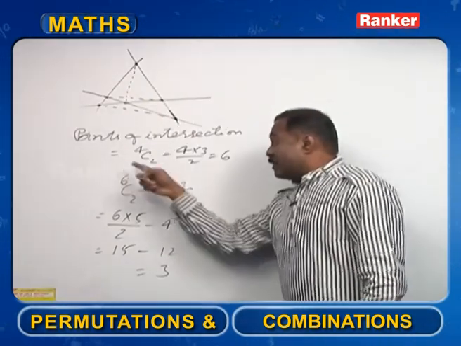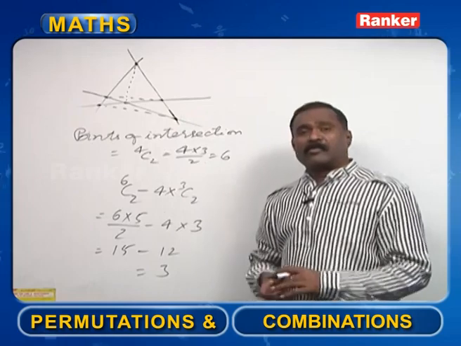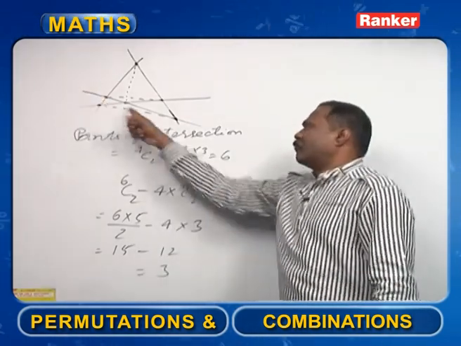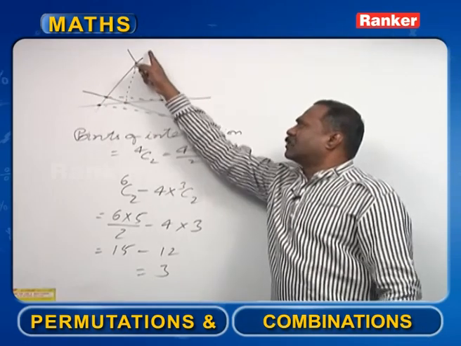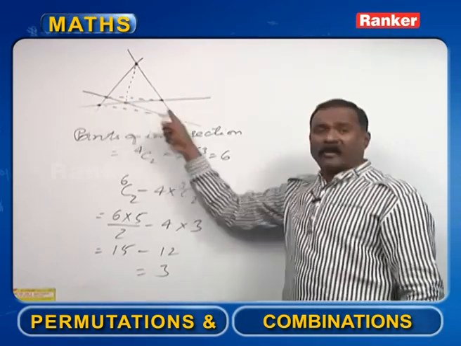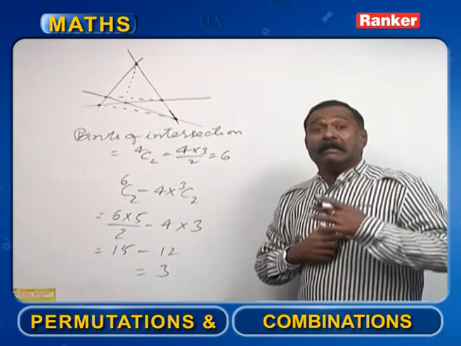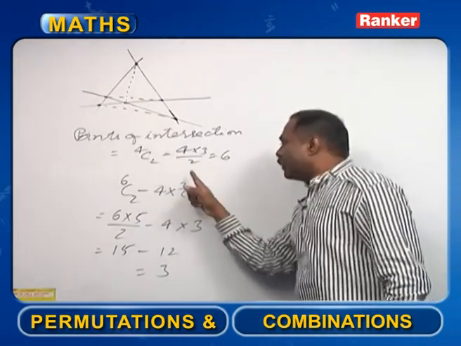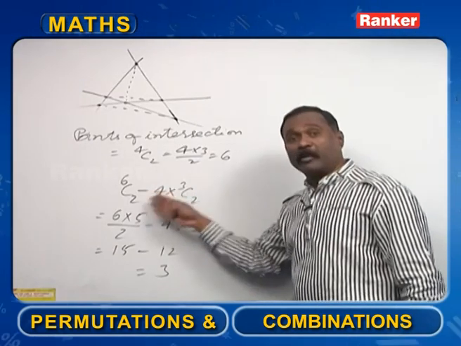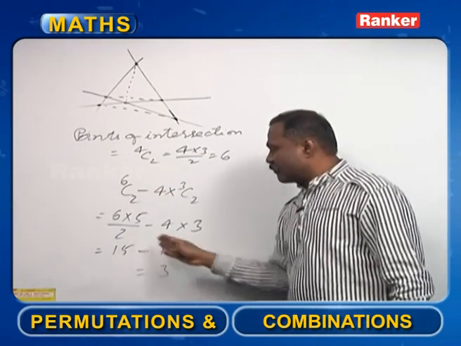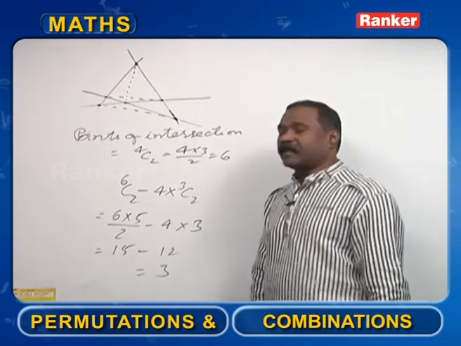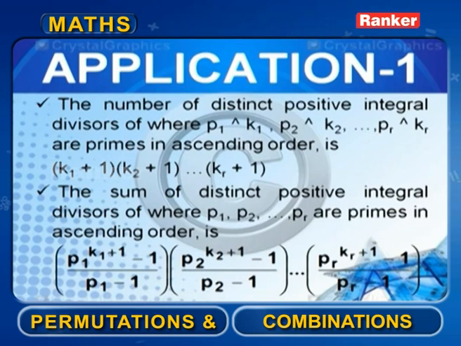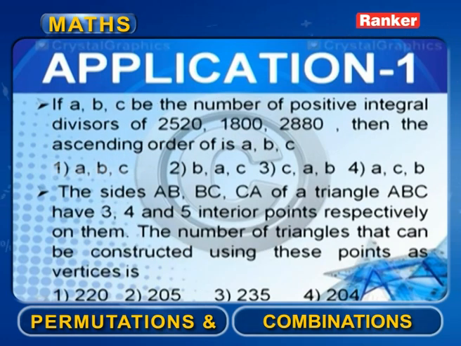The reason is, in this 6C2, the older lines are also included, so you have to subtract the older lines. That is why I'm checking it with this line. This line is intersecting the remaining 3 lines in how many points? 3 points. From these 3 points, how many lines can be formed? 3C2 lines can be formed. So each line is forming 3C2 lines, and 4 lines will form 4 into 3C2, which is nothing but 4 into 3, 12. 15 minus 12 is equal to 3. Okay. Now the continuation: the fresh lines thus formed are nothing but 3.